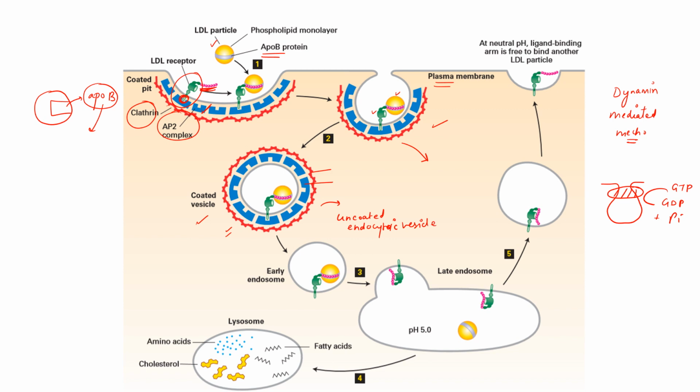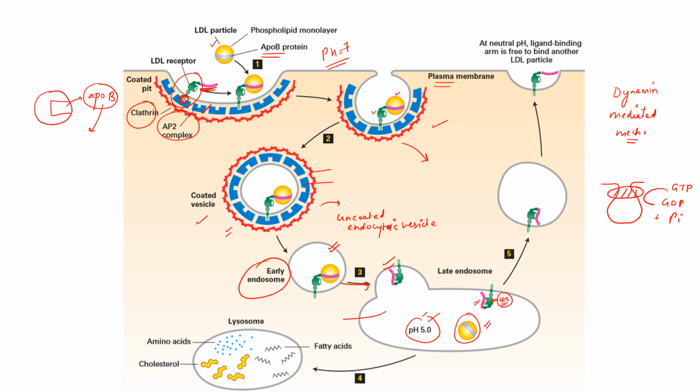This uncoated endocytic vesicle is called early endosome, which fuses with the late endosome. Late endosome has pH 5. Note that at the plasma membrane the pH was 7, which was beneficial for the binding of LDL to its receptor. In late endosome under acidic pH, the beta propeller domain now has high affinity for the ligand binding arm because the beta propeller domain has histidine residue in its protonated form which interacts with the negative charge of the ligand binding arm, and thus there is a release of LDL particle.